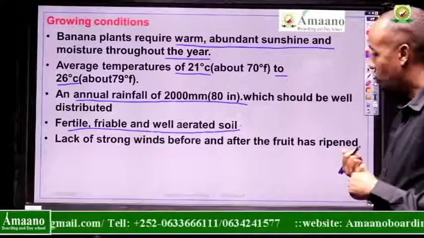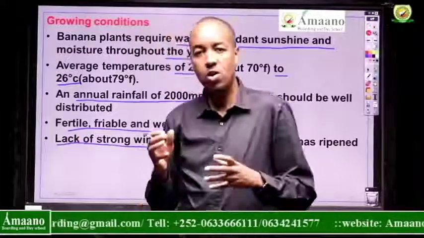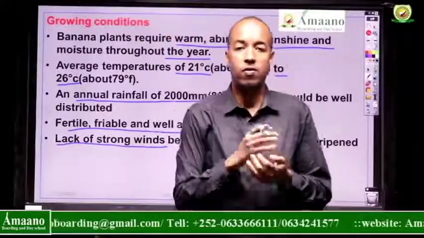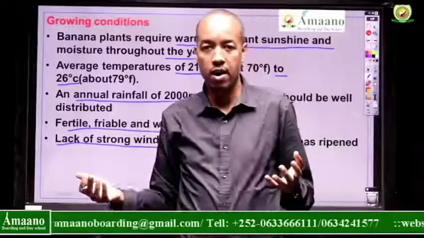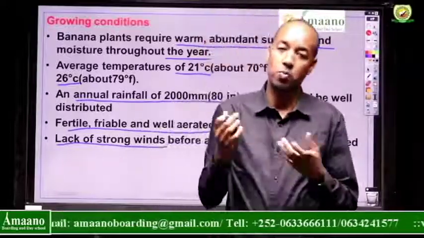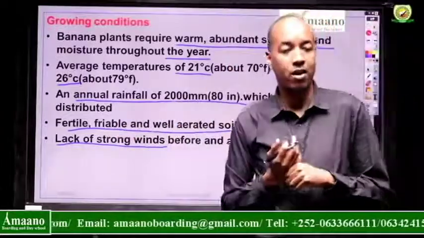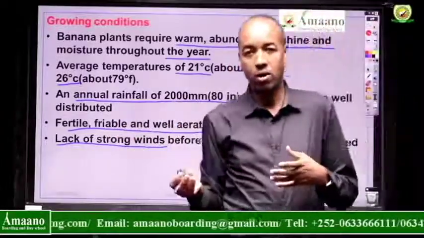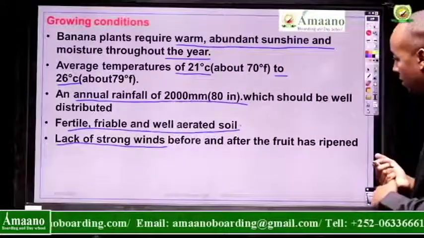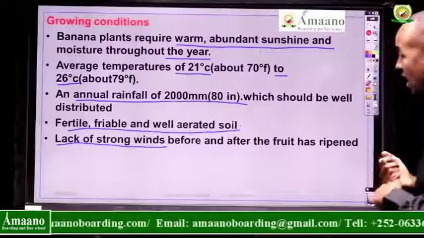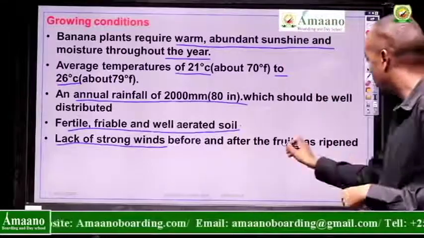So, lack of strong winds, it doesn't need strong winds. Why? If there are strong winds, they will shake the tree, and the fruits of the banana tree will fall down without becoming ripe. So strong winds should not be there before the ripening of the crop. Even when it is ripe, strong winds should be absent. So, lack of strong winds before the fruit has ripened.